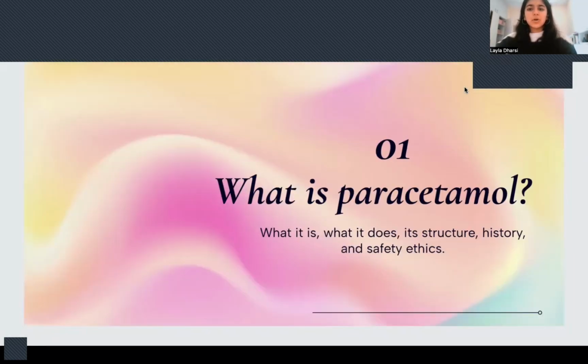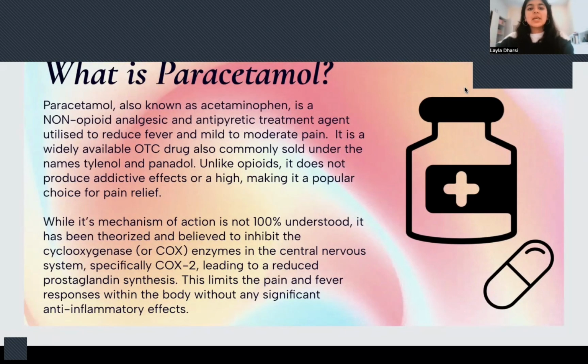Well, paracetamol, also scientifically known as acetaminophen, is a non-opioid analgesic and antipyretic treatment agent used to reduce fever and mild to moderate pain, basically meaning that rather than binding to opioid receptors within the brain and spinal cord, it blocks chemical signals in the brain producing inflammation and pain. It is a widely available over-the-counter drug, commonly sold under the names Tylenol, paracetamol and Panadol. Unlike opioids, it does not produce an addictive effect or a high for the individual using it, making it a popular choice for pain relief.